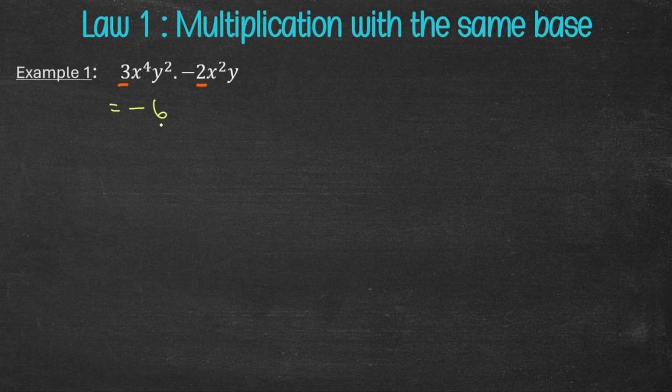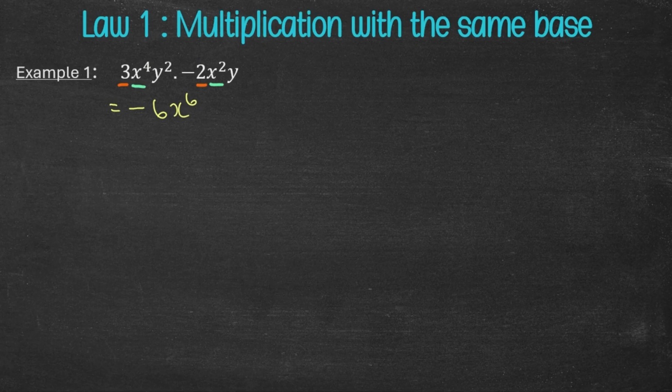Now that the signs and the coefficients are done, let's have a look at the variables. The first variable that I see is x, and here is another x. Now this is where law 1 comes into play. When the bases are the same, and in this case it is x, I can add my exponents. So I keep my base, and let's add the exponents. 4 plus 2 gives us 6.